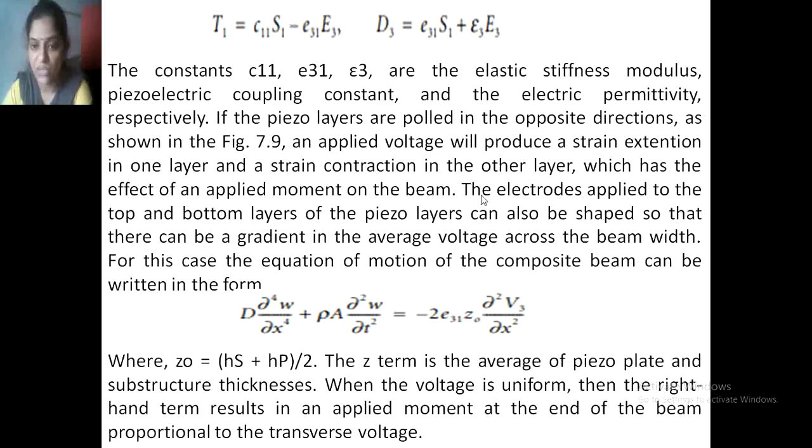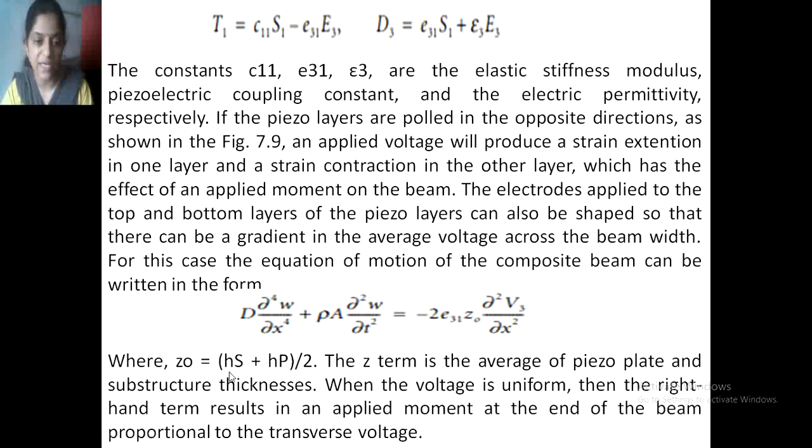So the electrodes applied to the top and bottom layers of the piezo layer can also be shaped so that there can be a gradient in the average voltage across the beam. So for this case, the equation of motion of the composite beam can be written in the form of D times the fourth derivative of w plus rho A times the second derivative of w, is equal to minus 2 E31 z naught, that is the average of the piezo plate, times the second derivative of the voltage V with respect to x.